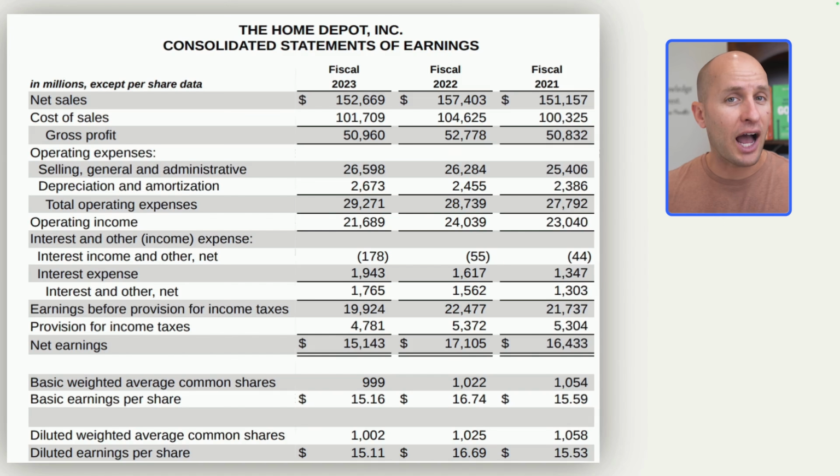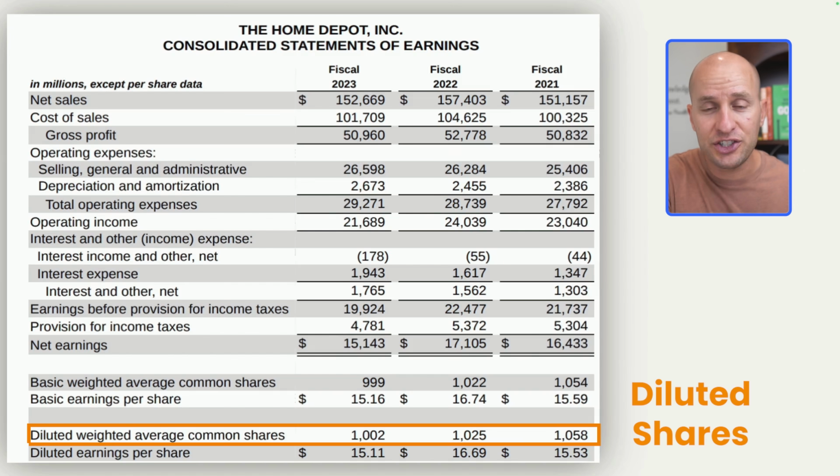The third number that I always key on when analyzing an income statement is the company's diluted share count. This is the total number of shares that are outstanding. By watching this number, I can tell if a company is issuing shares or, better yet, buying back stock, which would benefit me as a shareholder. In Home Depot's case, it had 1,058,000,000 shares in 2021, and that number shrank to just over 1 billion shares in 2023. That tells me that Home Depot's share count is declining over time, which means that it's buying back stock.